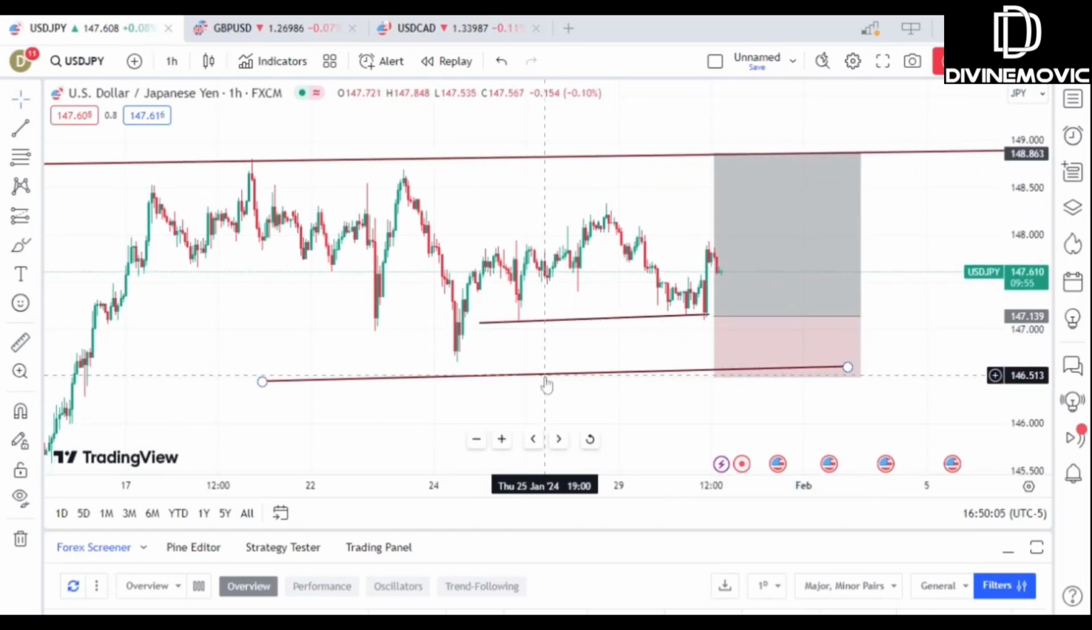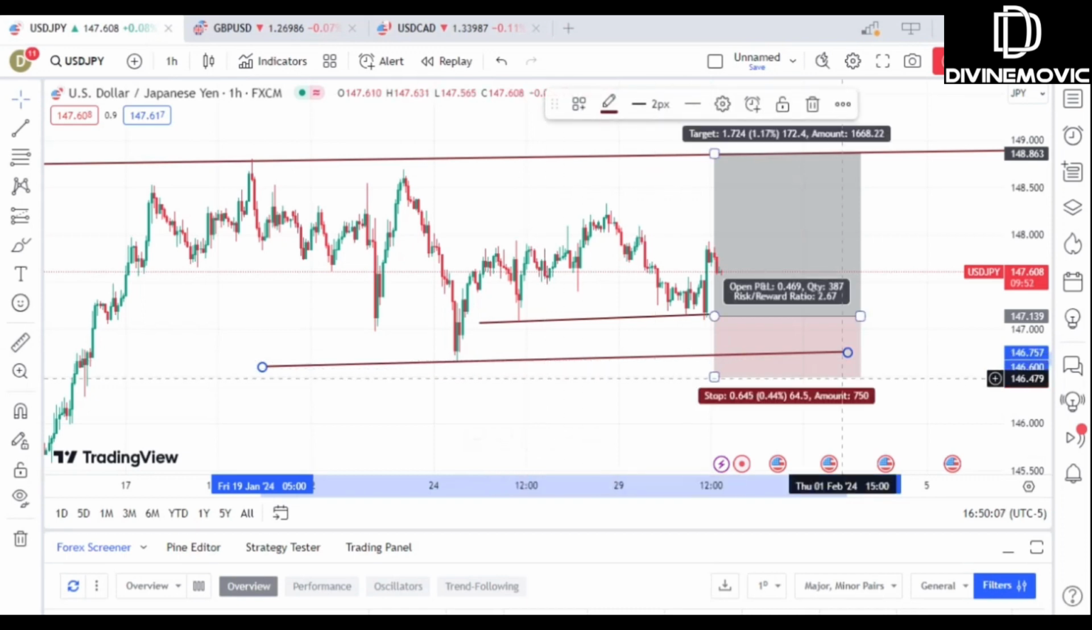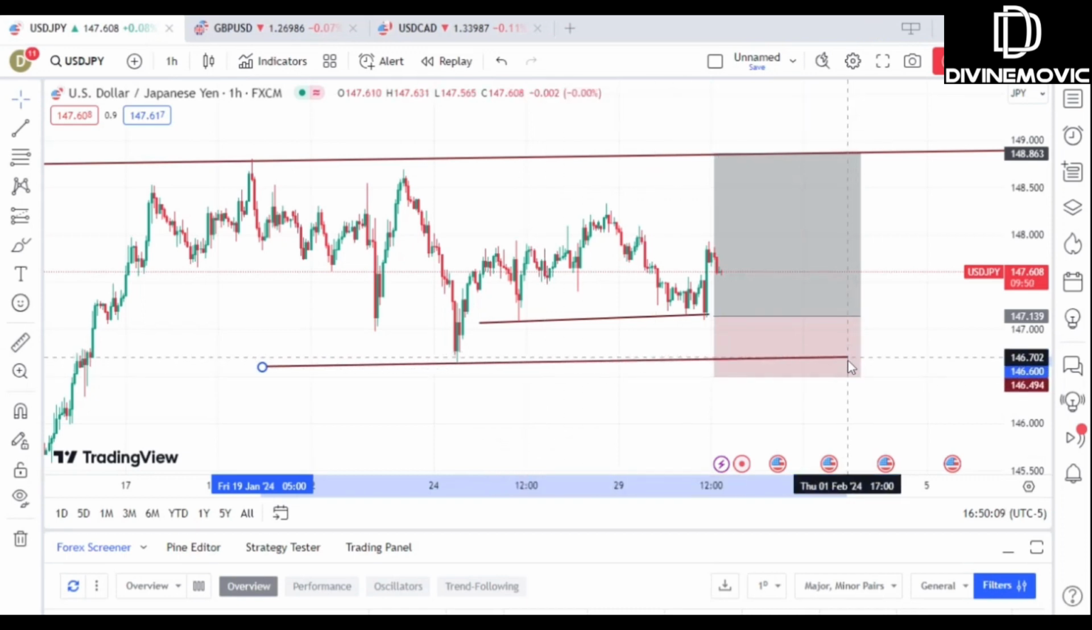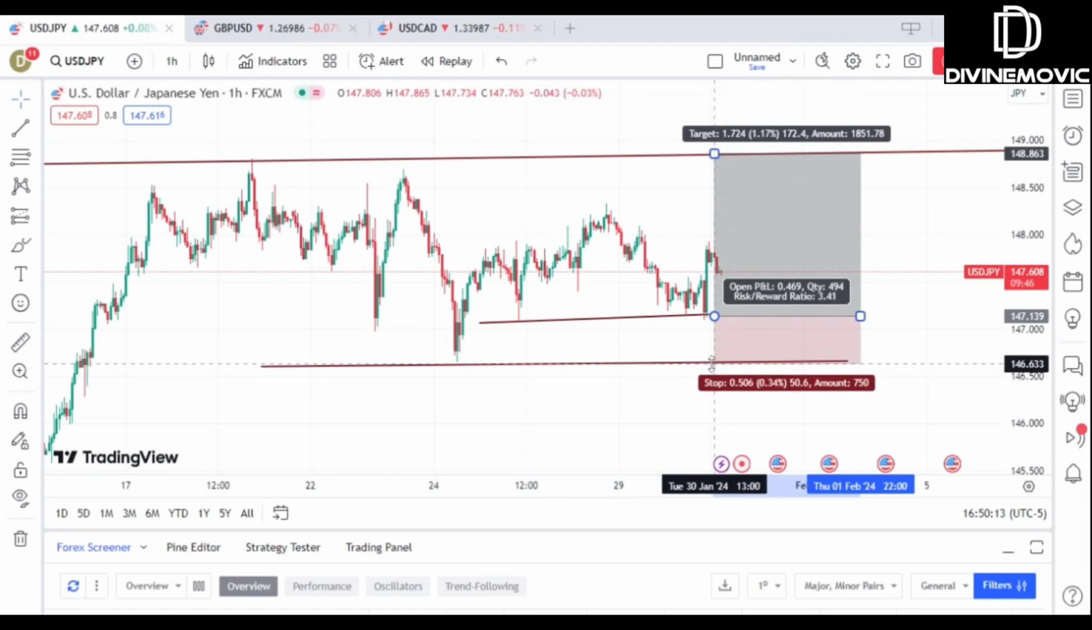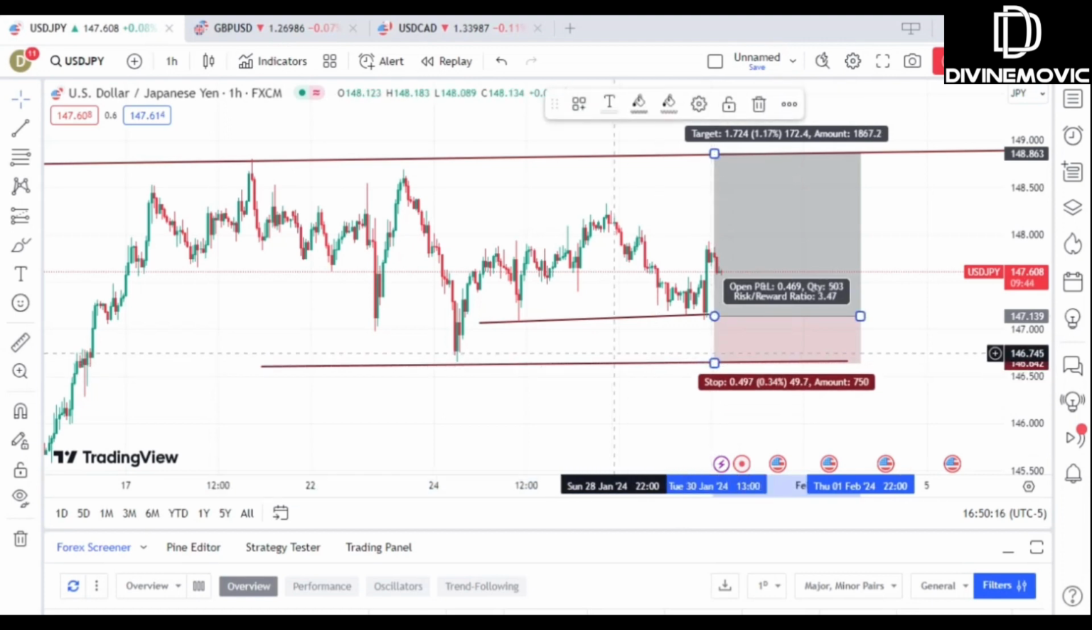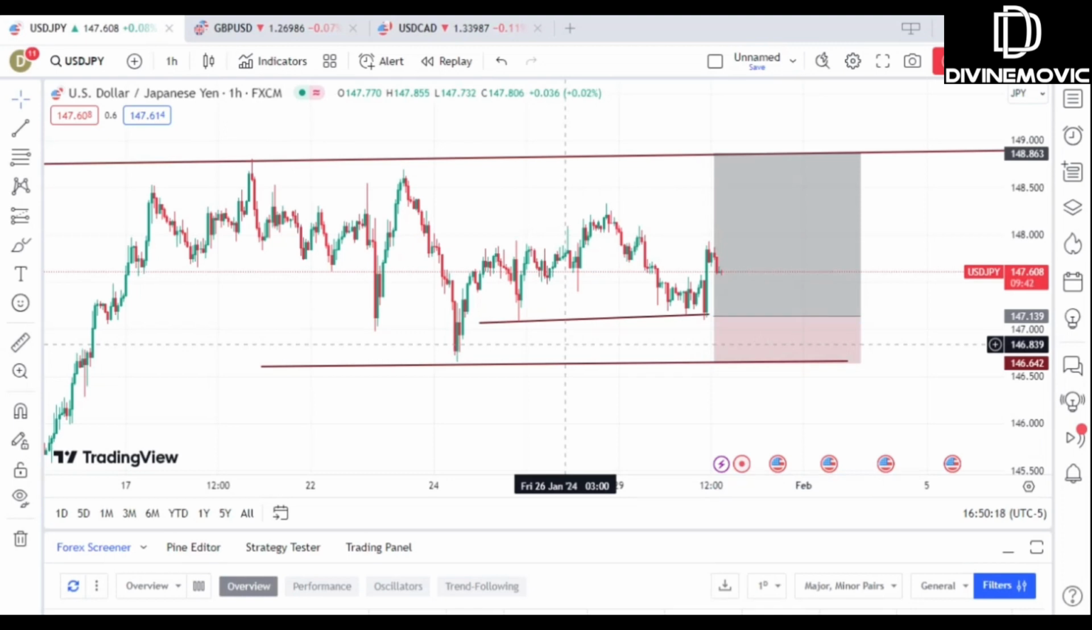And my stop loss is going to be resting just below this key level here. So this is where I'll be putting my stop loss here. So this is a possible setup for me here on USD JPY.